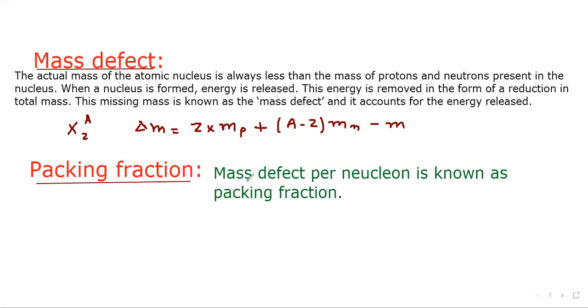Now, packing fraction. Mass defect per nucleon is known as packing fraction. So packing fraction PF will be equal to the mass defect as calculated above, delta M, divided by the number of nucleons, that is A.